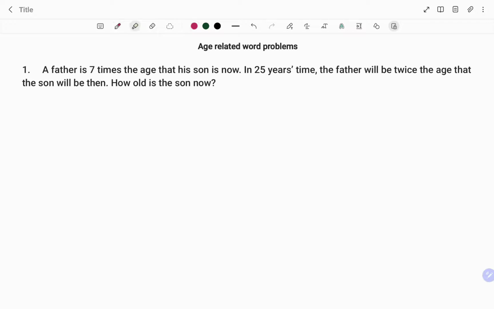Remember, we've been told that the father is 7 times the age that the son is now. We don't know what the age of the son is now. So what I'm going to do is, I have the now age and also I have their ages in 25 years. So using the table below, I don't know what the son's age is. I'm going to represent that with a variable. So now the son is X years old.